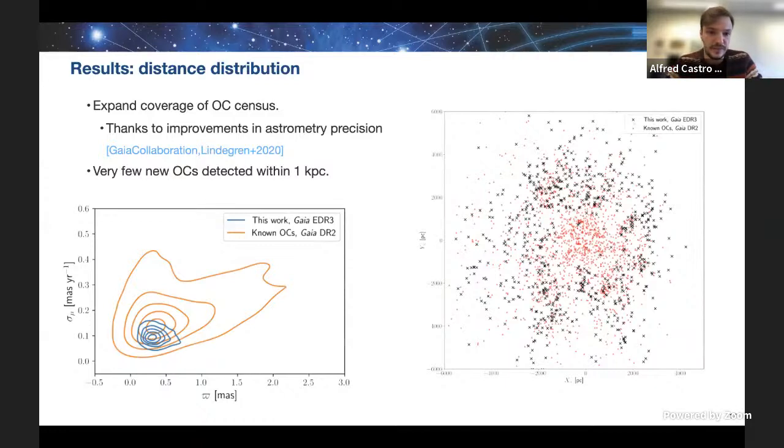Okay, and the improvements in astrometry are seen here in the left plot again, where I plot total proper motion error as a function of the parallax, and we see that with EDR3, which is the blue lines, the precision of the proper motions is much improved with respect to DR2, which is the orange lines. Right? So the densest part of the distribution, that would be the innermost curve, is lower here.